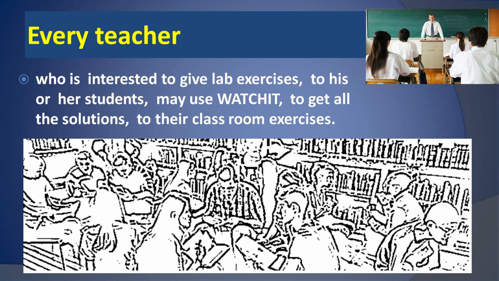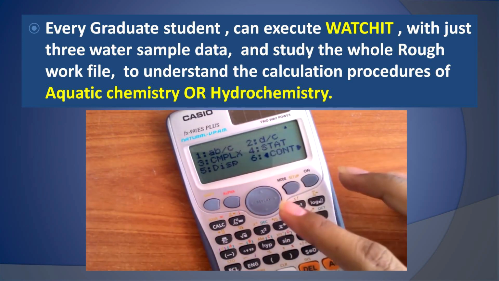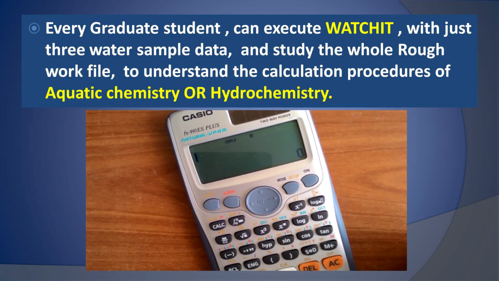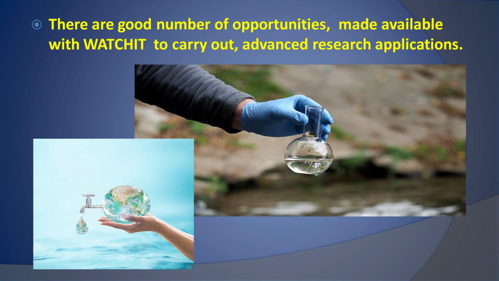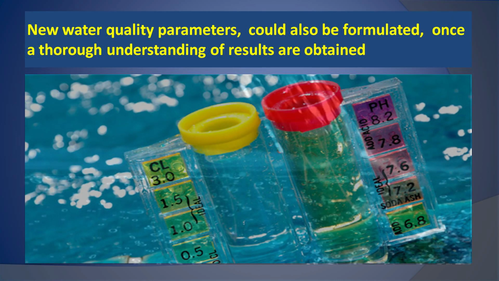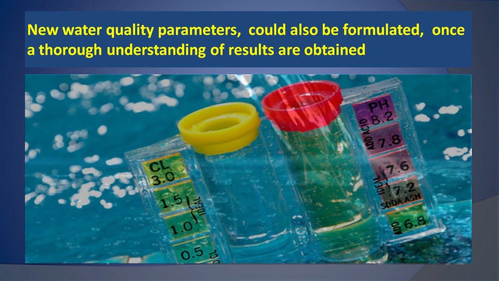Every teacher who is interested to give lab exercises to his or her students may use WATCHIT to get all the solutions to their classroom exercises. Every graduate student can execute WATCHIT with just 3 water sample data and study the whole rough work file to understand the calculation procedures of aquatic chemistry or hydrochemistry. There are a good number of opportunities made available with WATCHIT to carry out advanced research applications. New water quality parameters could also be formulated once a thorough understanding of results is obtained.